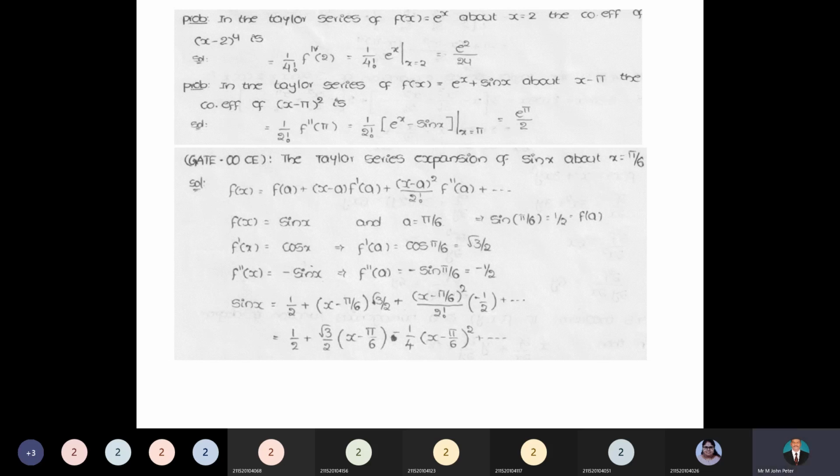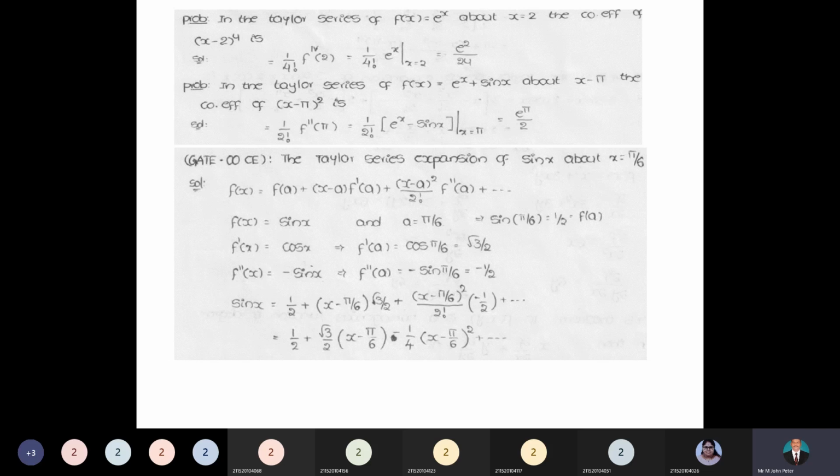And f double dash of a, that is minus sin x. So minus 1 by 2 we will get, since sin 30 with the minus sign gives minus 1 by 2. If required, you can put the next derivative and its value, but for 2 marks, this value is more than enough.